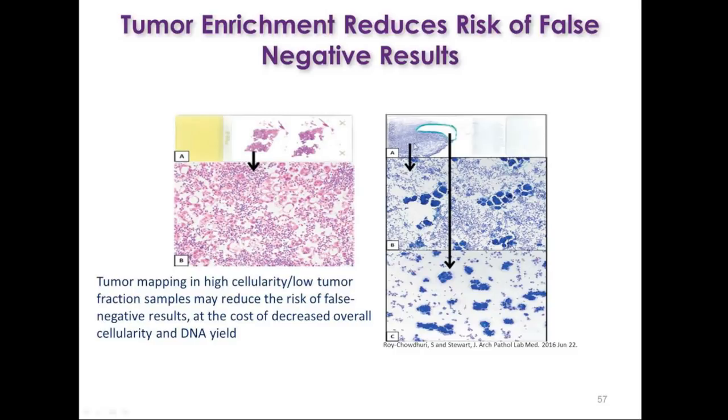However, this is the smear corresponding to this cell block section. As you can see, most of the smear has clusters of tumor cells with a lot of benign cells. But the area that we selected for testing was on the edge, where there were more tumor cells and fewer contaminating lymphocytes. So yes, you're sacrificing the overall cellularity. If you took the entire slide, you'd have more cells and a higher DNA yield. But what you're trying to do is enrich for the tumor, so you reduce the chances of a false negative result.